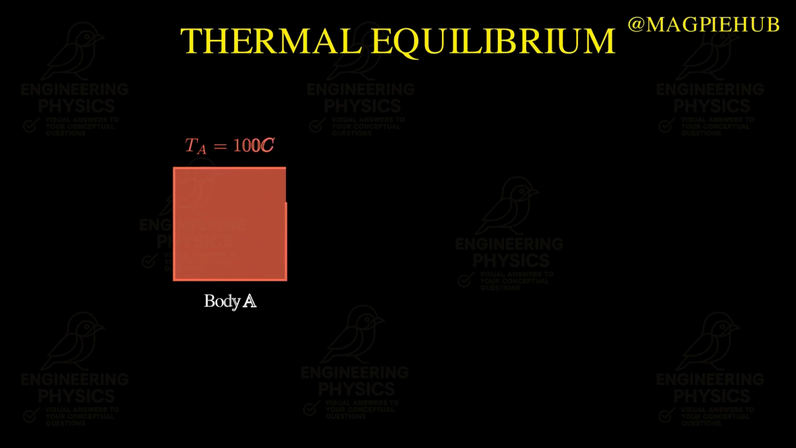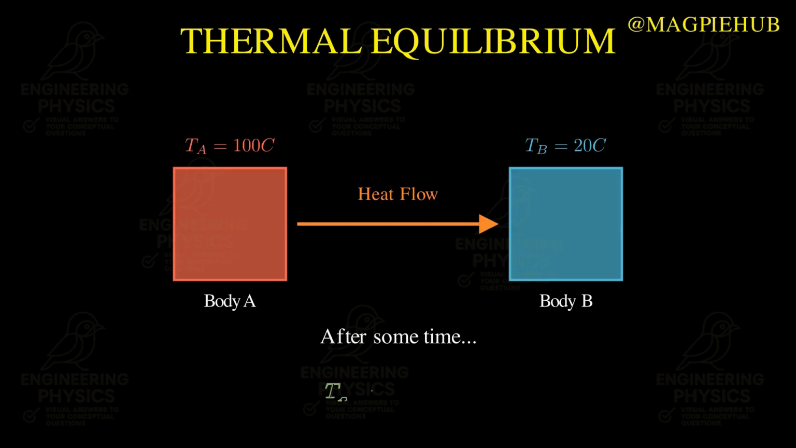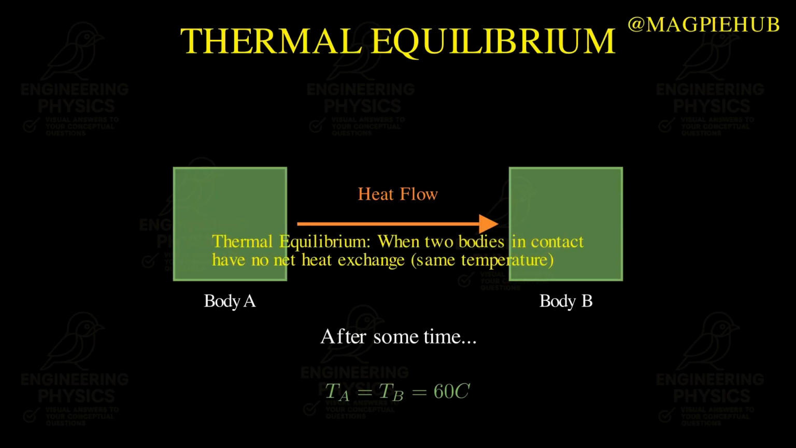various thermodynamic processes. Let's begin our journey. Let's start with thermal equilibrium. Imagine you have two bodies, body A at 100 degrees Celsius and body B at 20 degrees Celsius. When these two bodies come in contact, heat flows from the hotter body A to the colder body B. This heat transfer continues until both bodies reach the same temperature. When there is no net heat exchange between the bodies, we say they are in thermal equilibrium. In our example, both bodies will eventually reach 60 degrees Celsius.